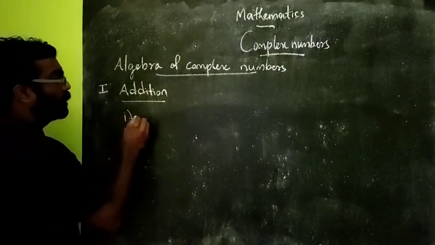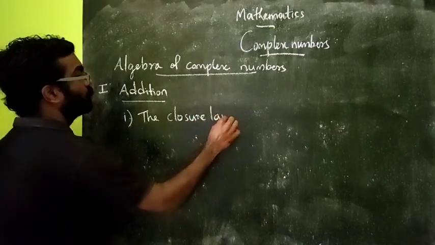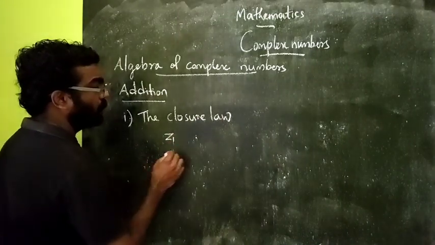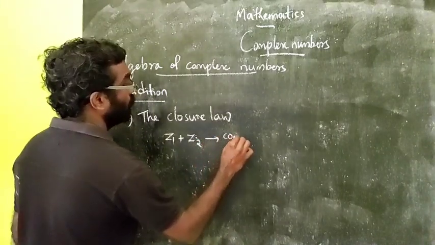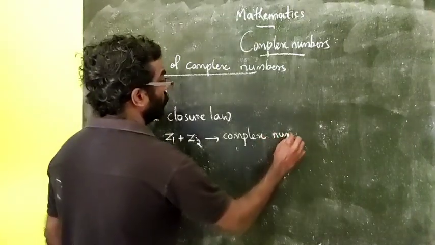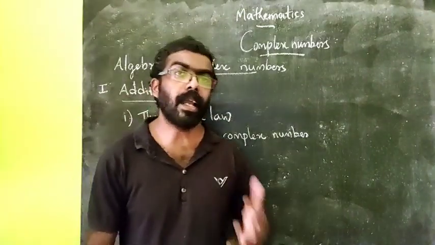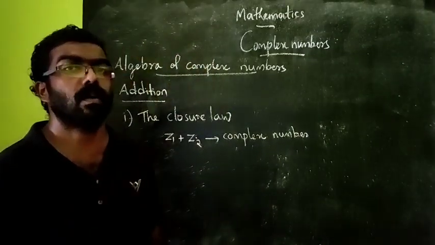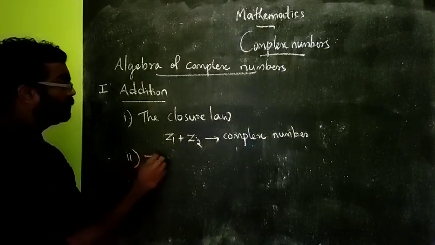First one is the closure law. So if z1 and z2 are any two complex numbers, then z1 plus z2 is again a complex number. That is what is called the closure property or closure law. That means the sum of two complex numbers is again a complex number. This property is known as closure law or closure property. Okay, and the second one is the commutative law.